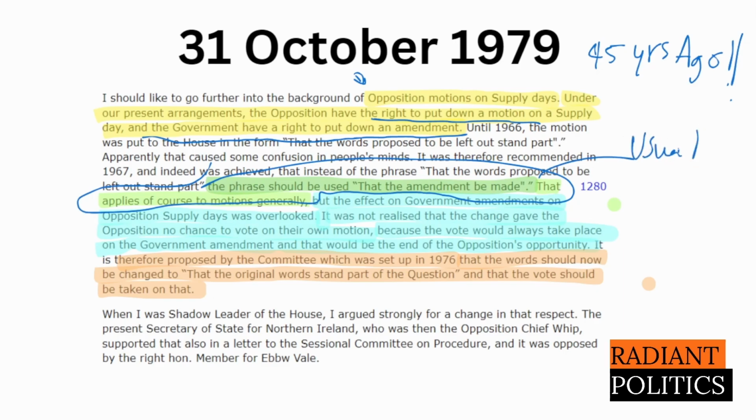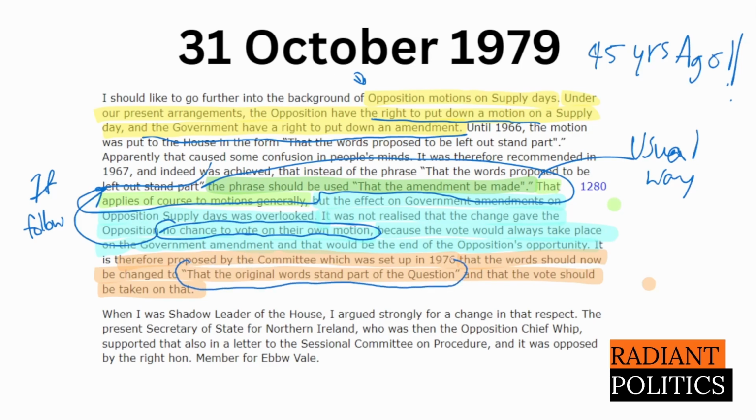The blue highlight talks about the impact of that procedure, that it gives oppositions no chance to vote on their own motion if the same procedure is followed on opposition day. And the orange highlight explores the solution: instead of voting on the amendment first, the original motion as tabled be voted on first.